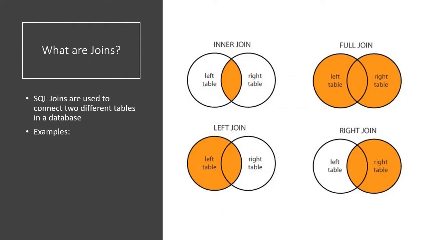Now that we got that out of the way, let's talk about joins. What are joins? SQL joins are used to connect two different tables in a database for a query. There are many examples, but we'll go into four. The four I'll talk about today are the inner join, the left join, the right join, and the full join.